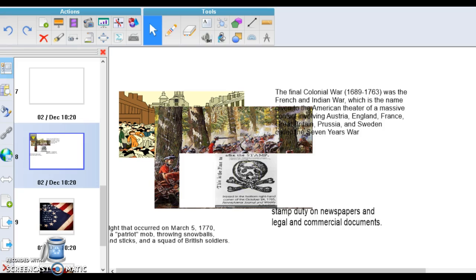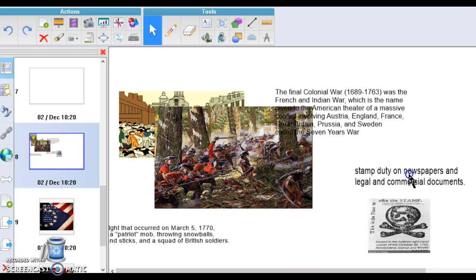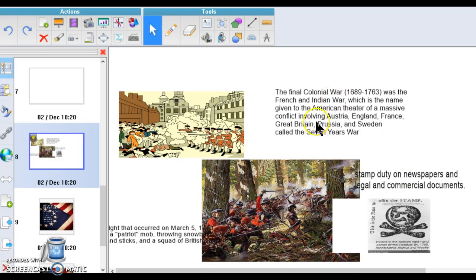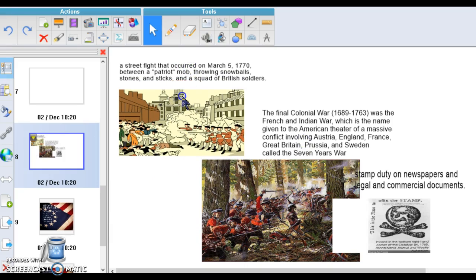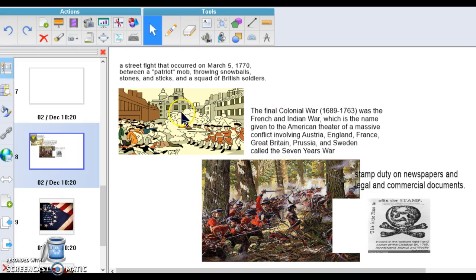First, I would explain to them, move and match and place the proper picture with the proper caption. Okay. All right. And the students will move it around, and this was a form of a formative assessment. We see here at the top, it says the fight that occurred in March 1770 between a patriot mob throwing snowballs, stones, and sticks and a squad of British soldiers. We call this the Boston Massacre.